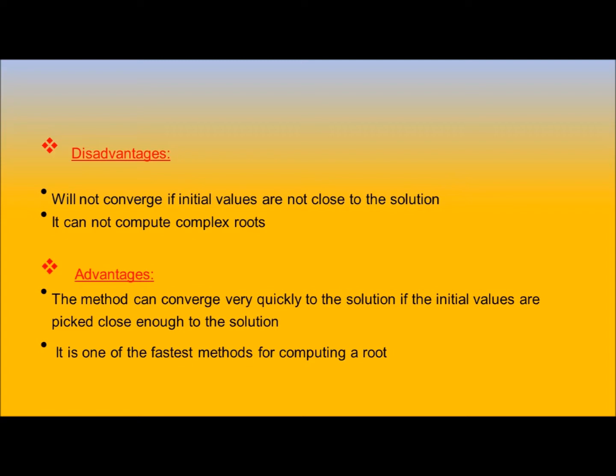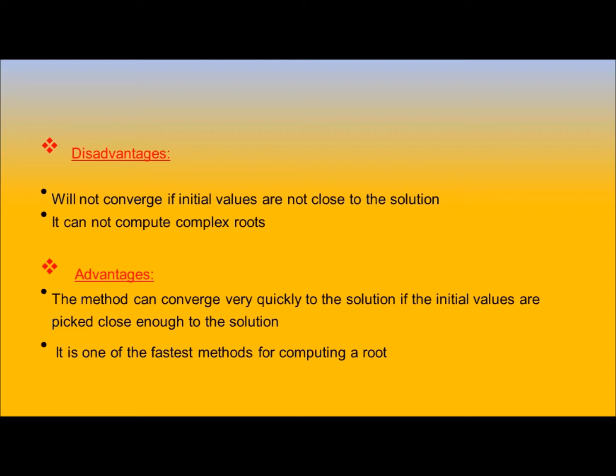We will see further the advantages and disadvantages of this method. So the first disadvantage is that it will not converge if the initial values are not close. Like if the 3 initial values chosen are very far from a root, then the method will not converge. Hence, when this equation converges at the nth iteration, then xn is the root of the given function. Second, it cannot compute complex roots because it will always cross the x-axis.